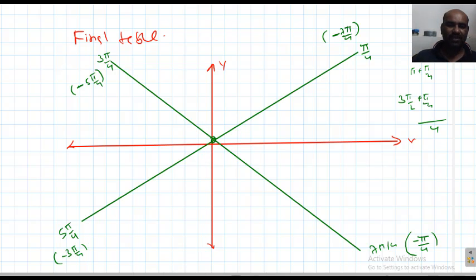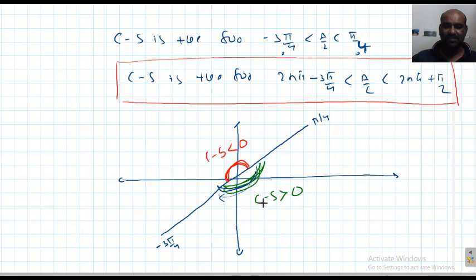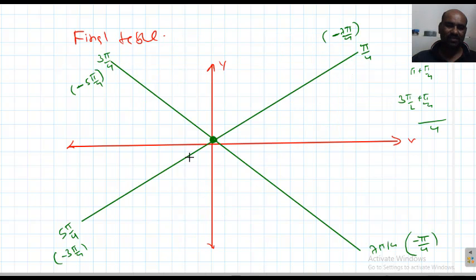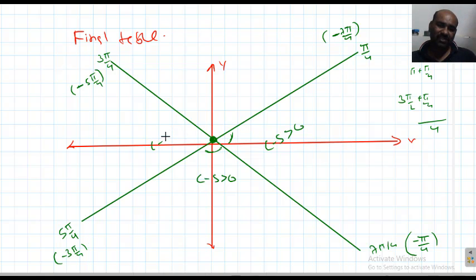Yeah, now I want to complete the table. So I will show you the previous one. So in this interval, pi by 4 to minus 3 by 4, c minus a is positive. In this area c minus a is positive, no? So I will write c minus a positive. Here also I will write like this, c minus a positive. For these angles c minus a positive, for these angles also c minus a positive. Automatically for these angles what happened? C minus a negative, c minus a negative.